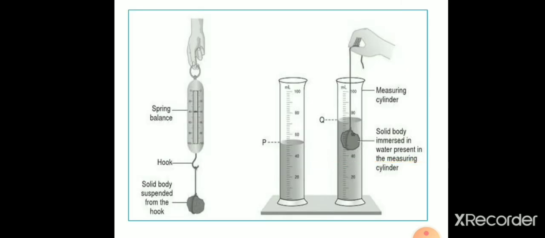You might have seen this while doing the experiment of Archimedes in class 9. This is known as a spring balance, which is used to determine the weight of an object. This picture helps you to remember the experiment that you have done in class 9 for determining the mass of an object with the help of a measuring jar and spring balance.